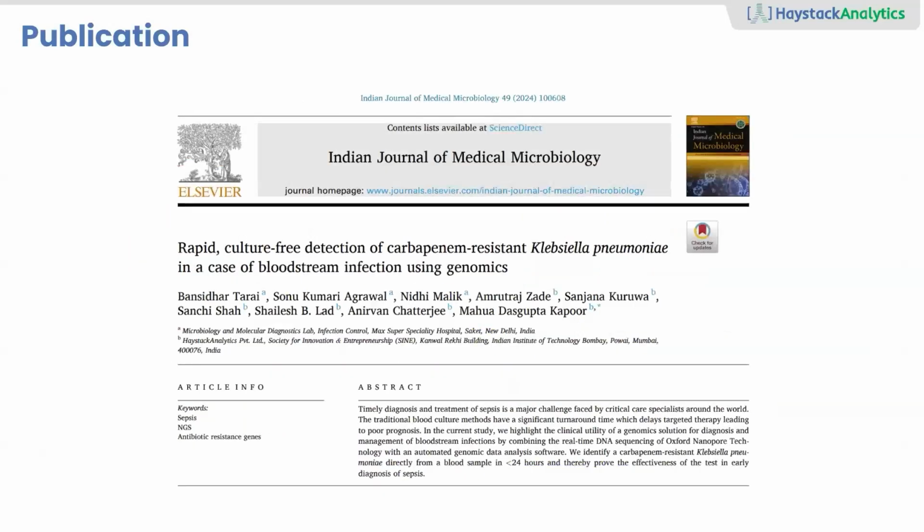So this paper we have published. It is a rapid culture-free detection of carbapenem-resistant Klebsiella pneumoniae in a case of bloodstream infection using genomics. We have published it in the IJMM. Here we were able to detect Klebsiella pneumoniae, and the culture also came positive, so that is also matching. Next slide.